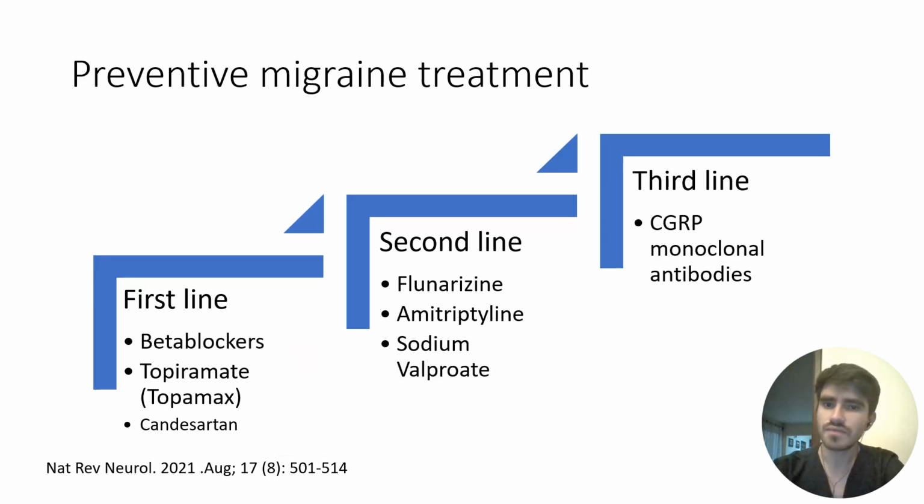Now, just like with abortive medications, preventive treatment also follows a step-based approach. In the first line of treatment, we have the beta blockers, topiramate, and candesartan, an angiotensin receptor blocker. Then we go up to the second line, which includes flunarizine, amitriptyline, and sodium valproate. And finally, if that doesn't work in 3 cases or more, we go to the CGRP monoclonal antibodies.